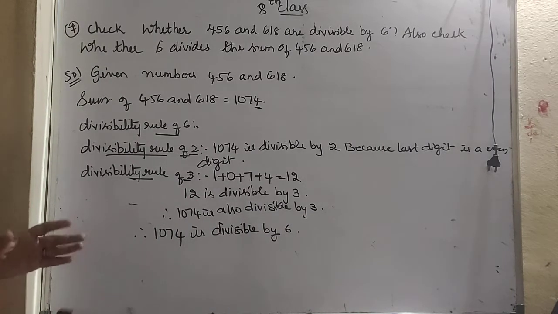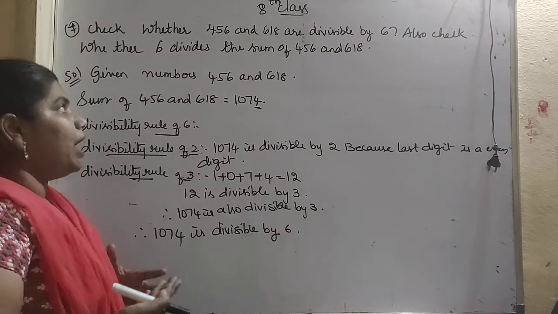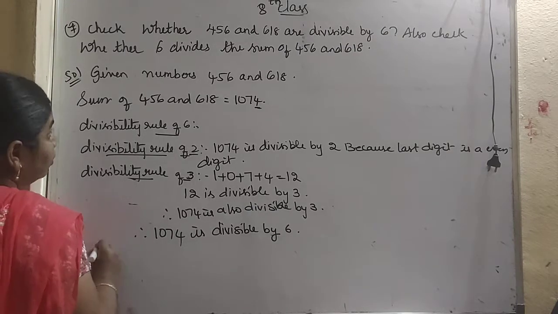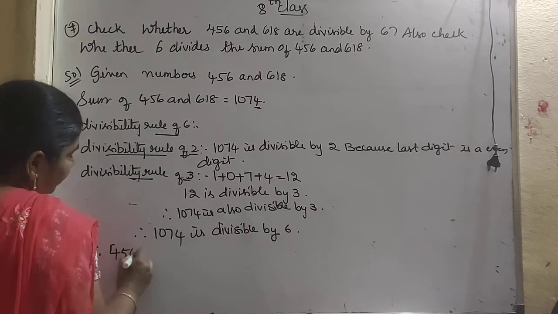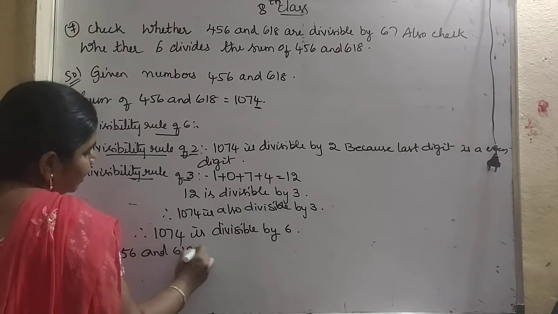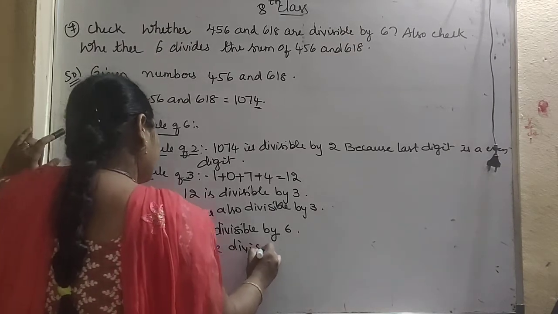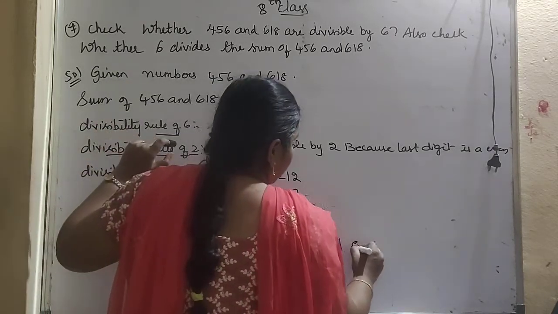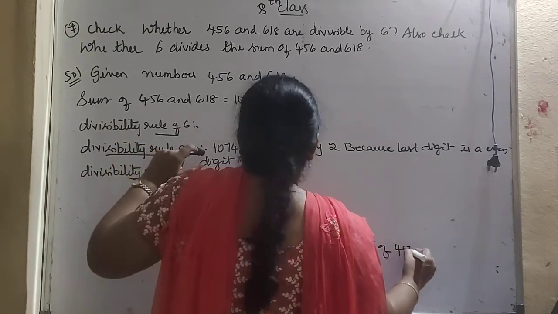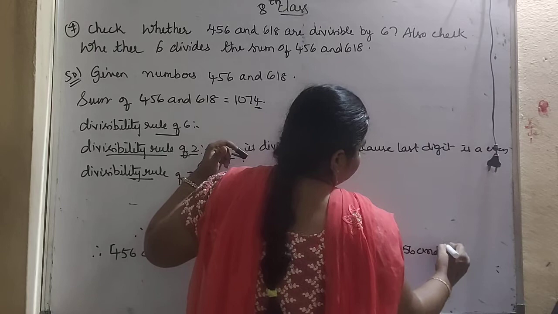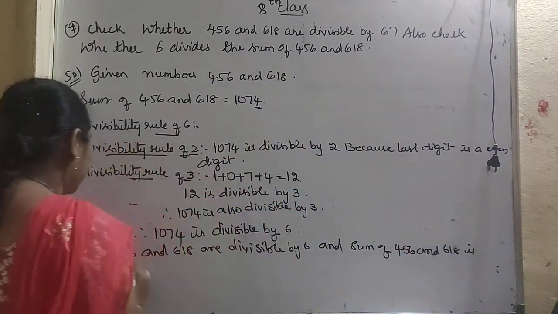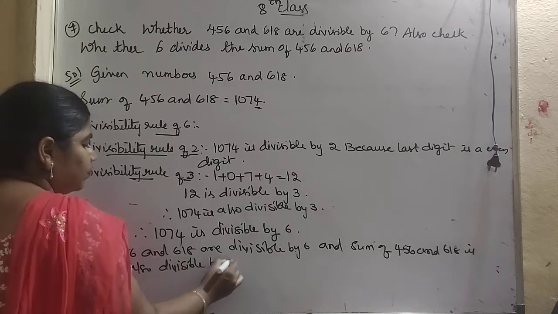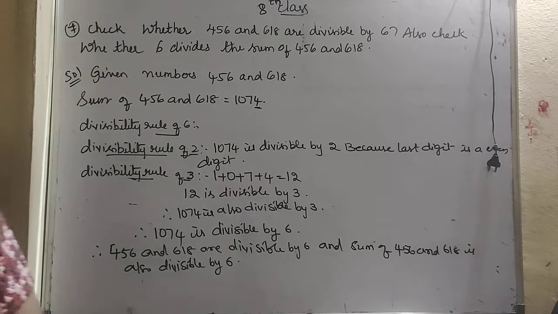Okay, now what we got: individually they are divisible, and if you add the two values, then also it is divisible. So what you will write here is, therefore, 456 and 618 are divisible by 6, and also the sum of 456 and 618 is also divisible by 6. So this is our 7th solution.